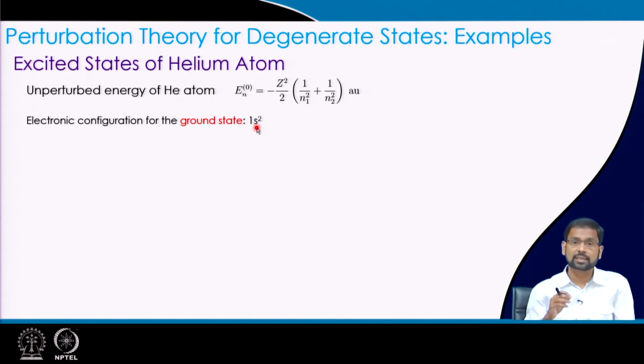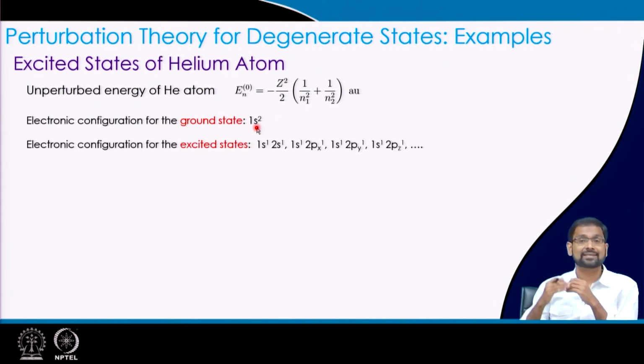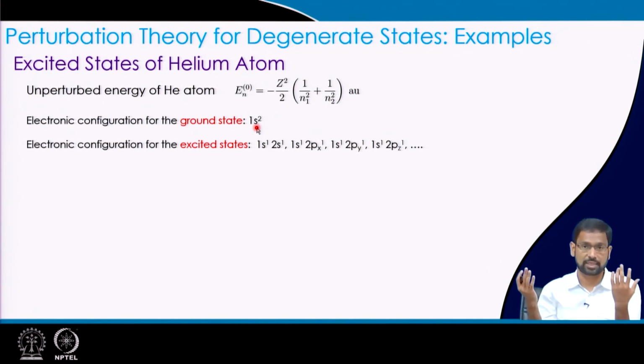Now in this case we are concerned about the excited states of helium atom. How would I obtain an excited state of helium atom? Of course, I have 2 electrons in the 1s orbital. I will excite one of these electrons to a higher orbital. When I do this, the next higher orbital, remember in the unperturbed system I am considering a hydrogenic system, is n equals 2. But when n is 2, I have 2s, 2px, 2py and 2pz.